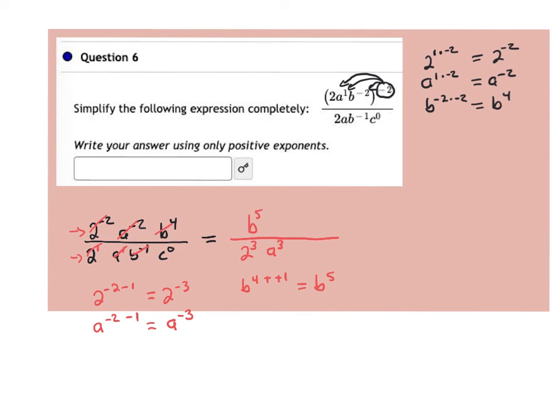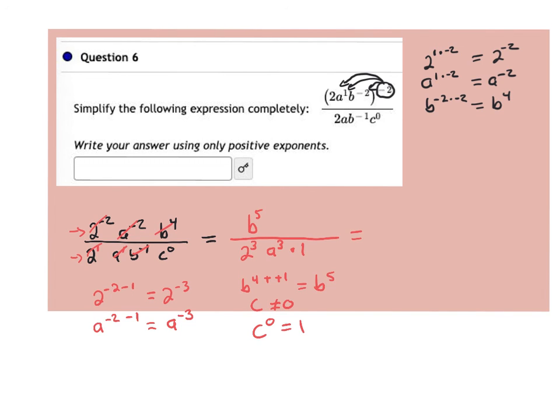And then you have c to the 0. Now, we're assuming that c does not equal 0. If c equals 0, this would be undefined. But anything to the 0 power is equal to 1. So if we assume that c does not equal 0, then c to the 0 is equal to 1. So you could say this is times 1.